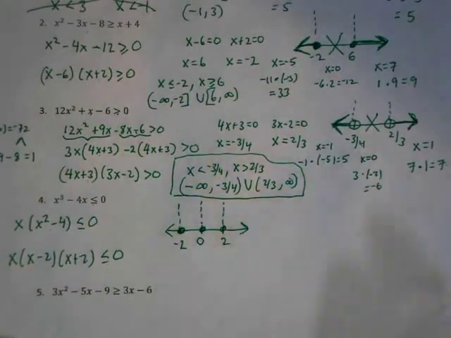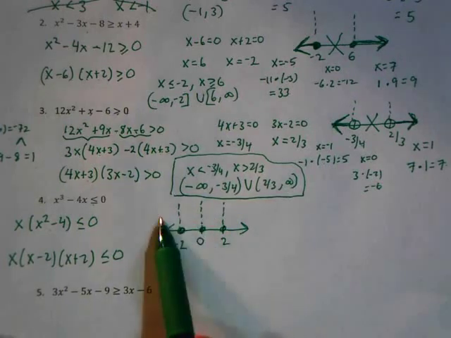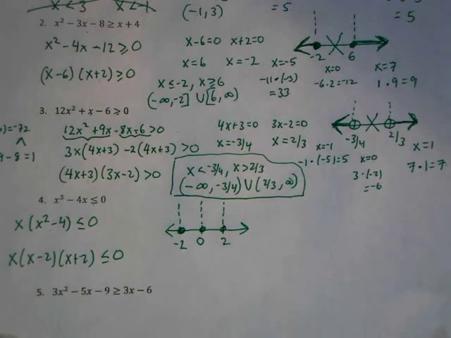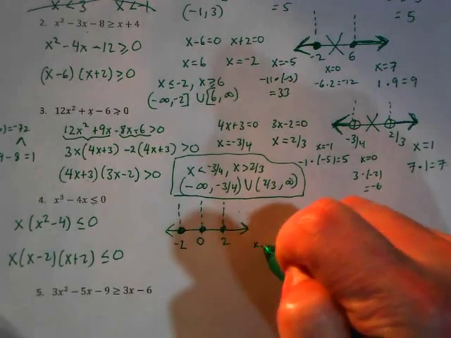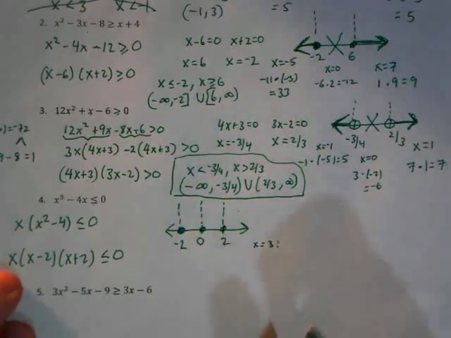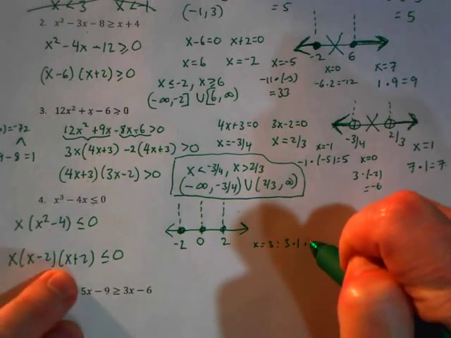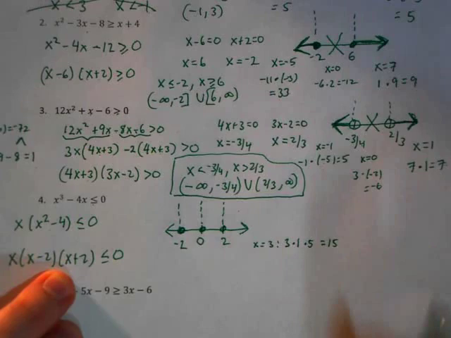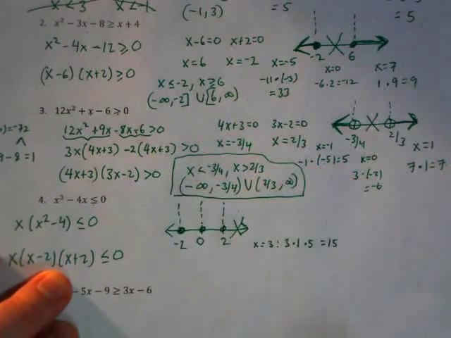Instead of having 3 regions like we've had in all the other problems, now we have 1, 2, 3, 4 regions. We just got to plug in more numbers. Really not a problem. I like to start at the right, so I would pick 3. When I plug in 3, I'm going to have 3 times 1 times 5. That's 15. 15 smaller than 0? Not today.